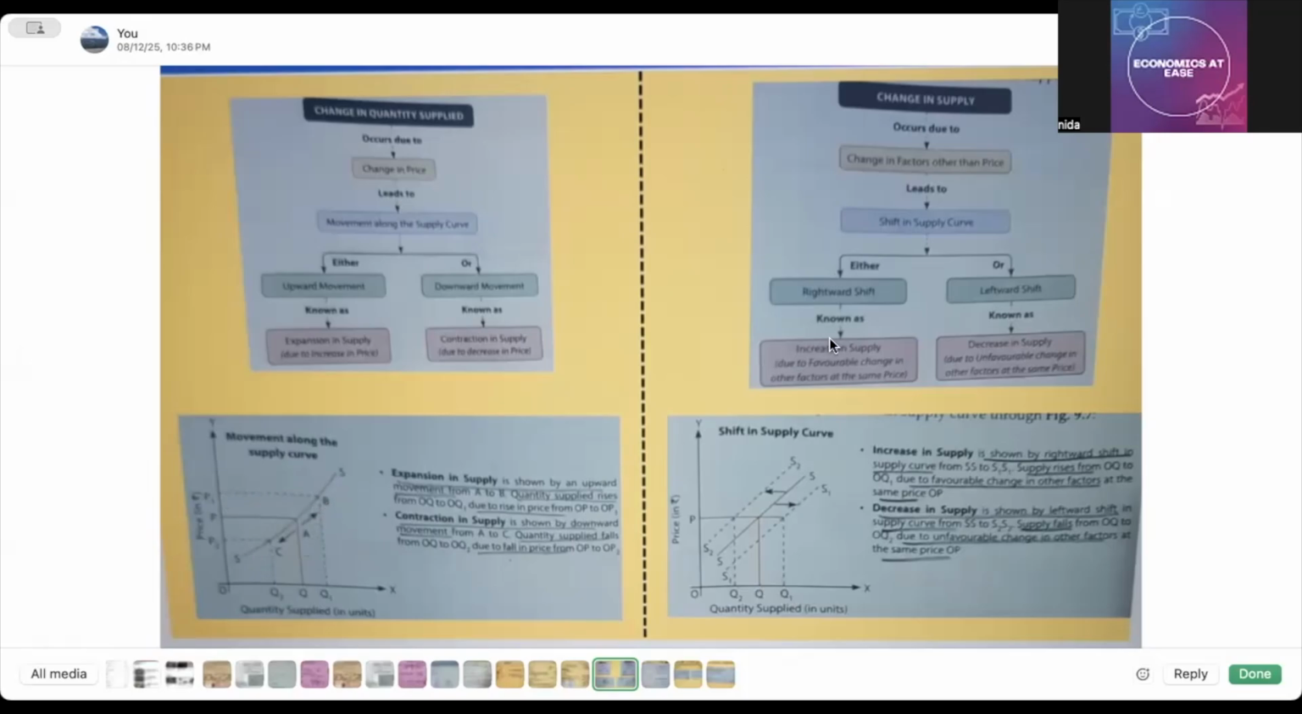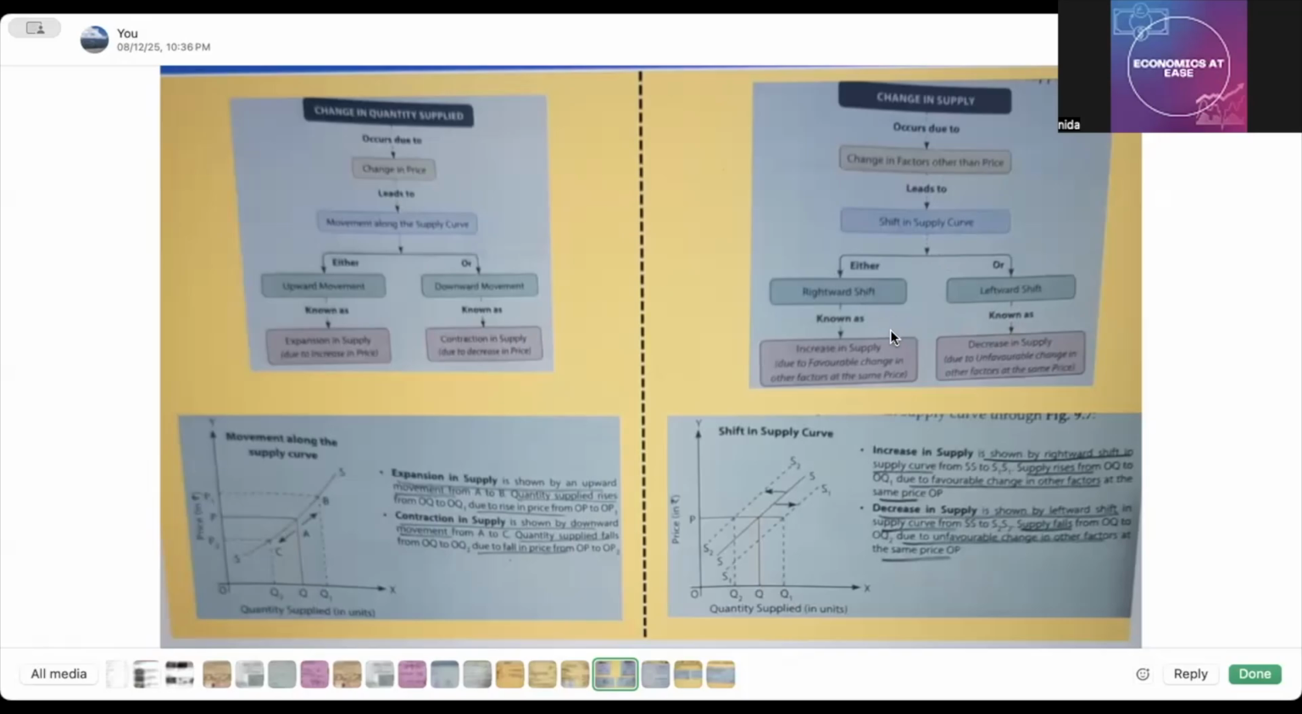Now the next one is the shift here. Okay, now shift here, what do you mean by a change in supply which occurs due to change in factors other than price? प्राइस के अलावा जितने भी फैक्टर्स हमने पढ़े हैं, अगर उसकी वजह से चेंज होता है, then it is known as the shift in supply curve. It is of two types, rightward shift and leftward shift. Rightward shift is also known as increase in supply, and leftward shift is also known as decrease in supply.